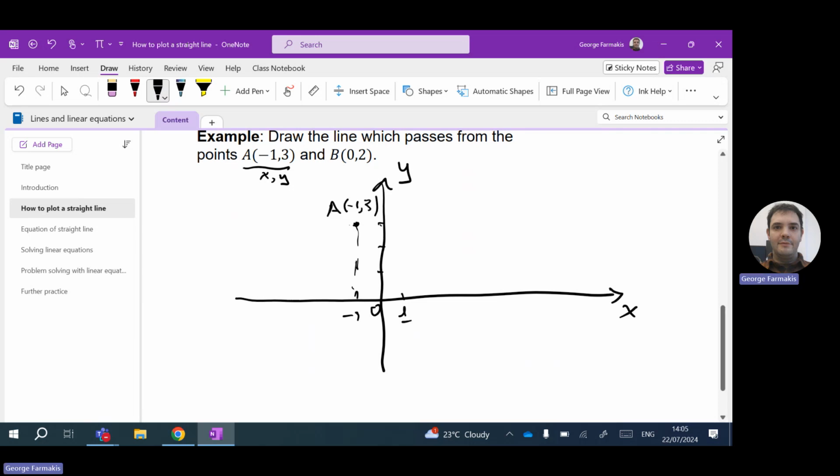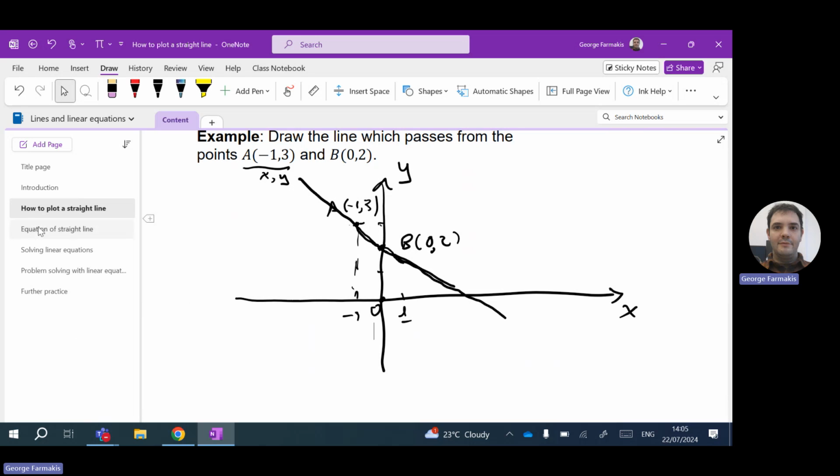(-1, 3). And B has x-coordinate 0, so it's on the y-axis, and the y coordinate is 2. So if this is 1, here is 2. Okay, so this is B (0, 2). Again, we can join these 2 points, and then we extend this line. So this is the line which passes through points A and B. So always, if we want to plot a straight line, we just need to know 2 points.